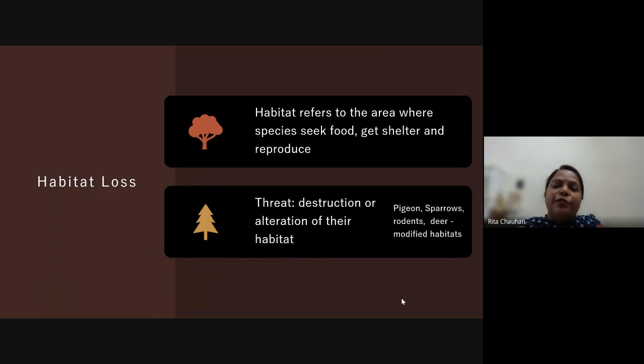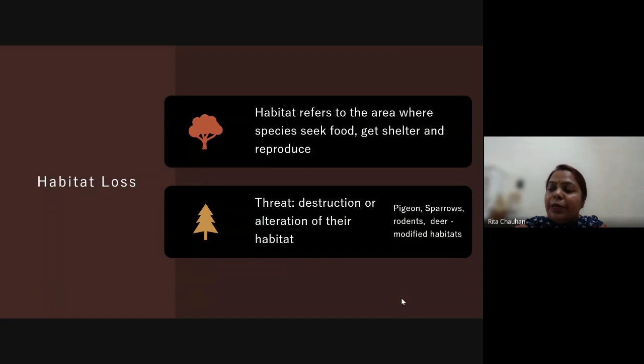So basically, for human beings, for us, a habitat is a building or a room. But for an animal or a plant, it is the area where they get their food, they get their shelter, and where they reproduce. Reproduce means produce children.